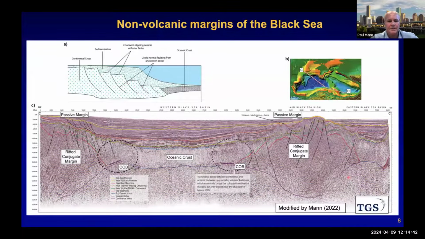Okay, and then just a few other examples of these non-volcanic margins. Again, volcanic and non-volcanic margins are a question of degree. There's always going to be some volcanism around, but not in the prolific way that we see for a place like Namibia. So we would call this a non-volcanic margin.